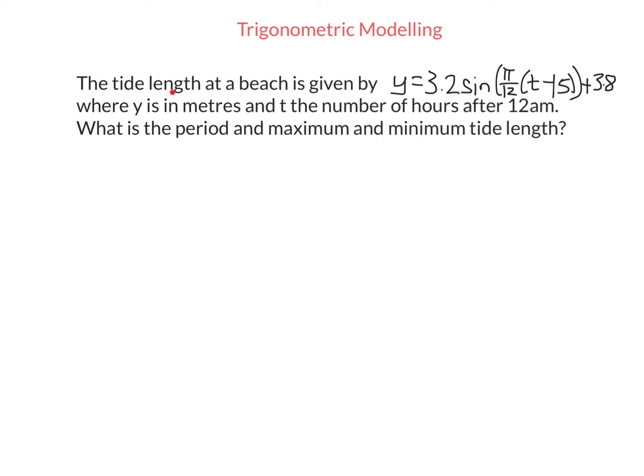So the length of tide at a beach would be well modeled by a sine or cosine graph. So if this is the equation that models the tide length at a beach, y in meters, t the number of hours after 12 a.m., we can answer some questions about it. So firstly, what would be the period of this graph? Well, we remember from trigonometric graphs, the period is always 2 pi over b.